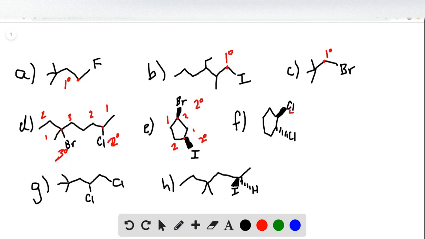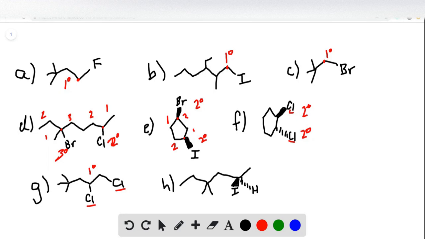This chlorine is attached to 2 alkyl groups, so it's secondary. This chlorine is attached to 2 alkyl groups as well, so it's also secondary. And G, starting with this chlorine, it's attached to only one other alkyl group, so it's primary.